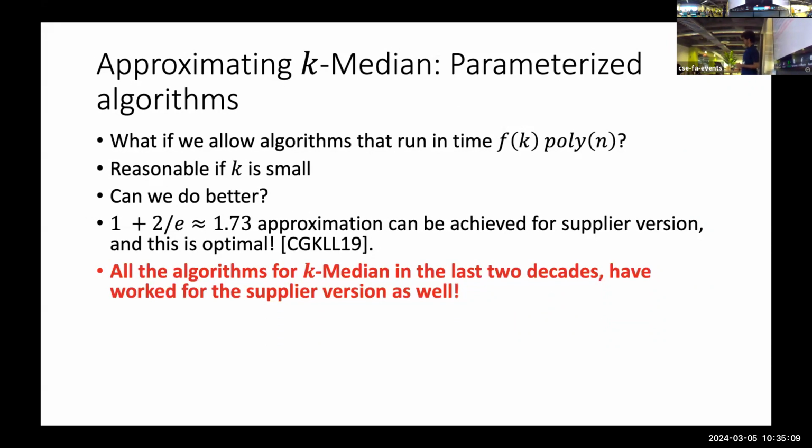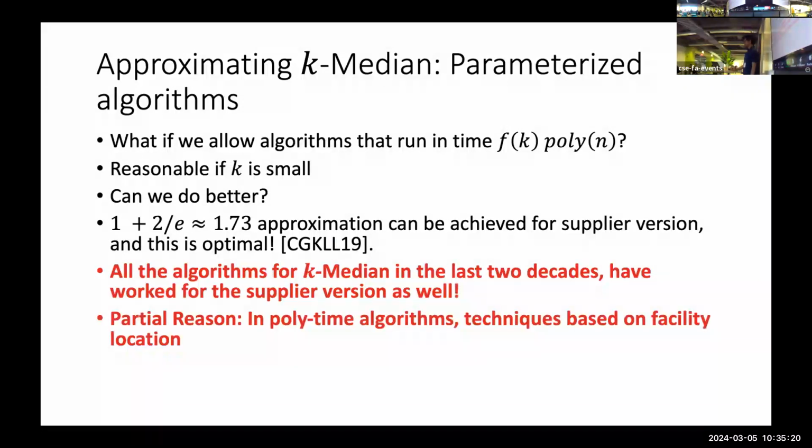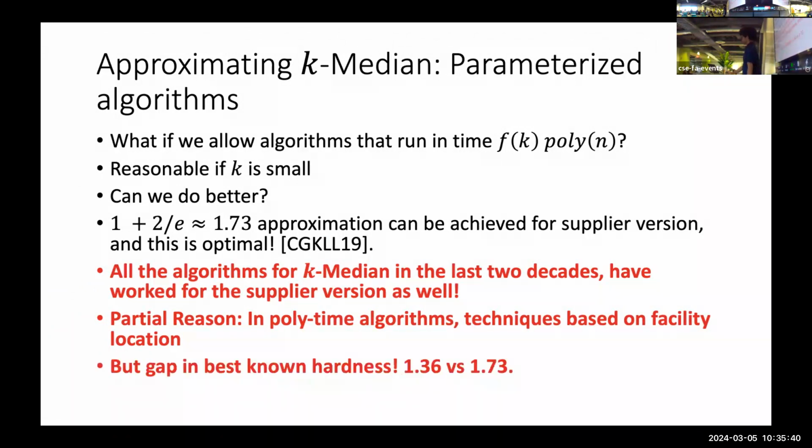And for all the algorithms for k-median in the last 2 decades, one common feature is that they've all worked for the supplier version also, including the parameterized algorithm that I listed here. One partial reason for this, at least, is that in polynomial time algorithms the techniques have been based on facility location, and facility location gives you a natural separation of the input into facilities and points. So whenever you have some alpha approximation using facility location, it transfers to an alpha approximation for the supplier version also. But there's a gap in the best known hardness, even in the parameterized setting: the best known hardness are 1.36 and 1.73 for the non-supplier and the supplier version.